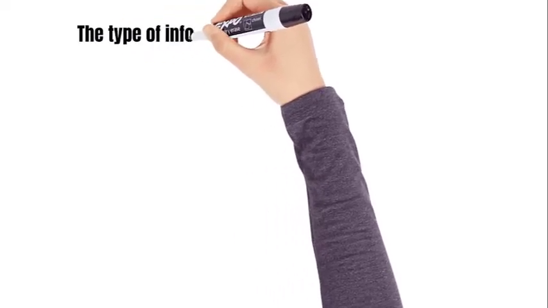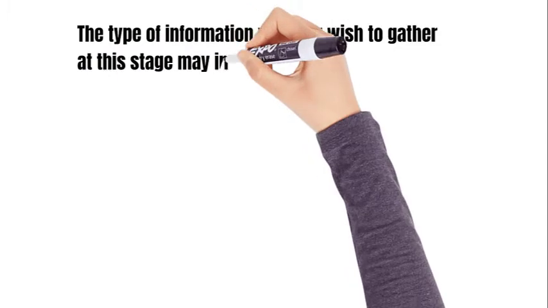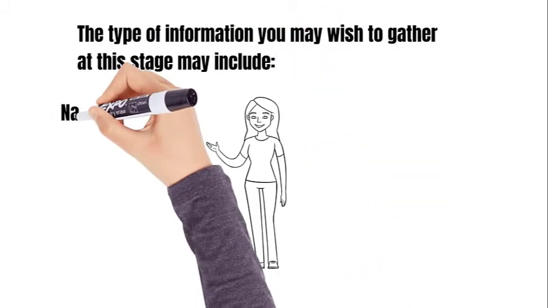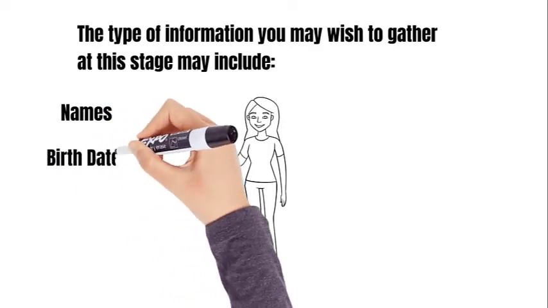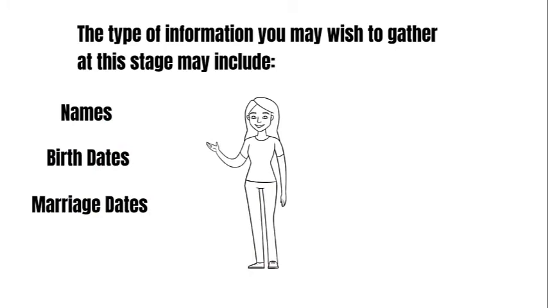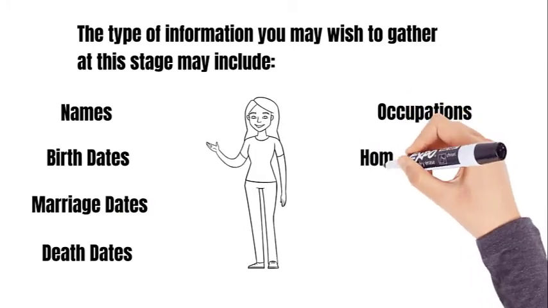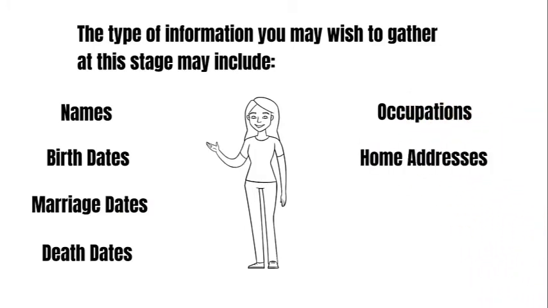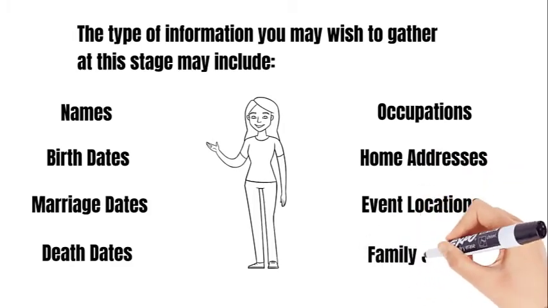The type of information you may wish to gather at this stage may include names, birth dates, marriage dates, death dates, occupations, home addresses, event locations, and family stories.